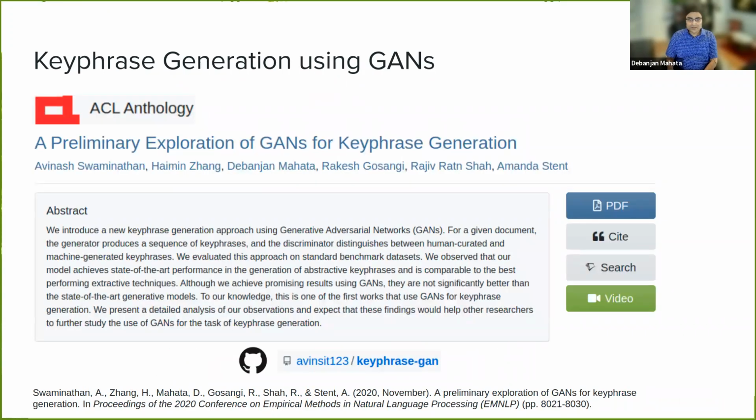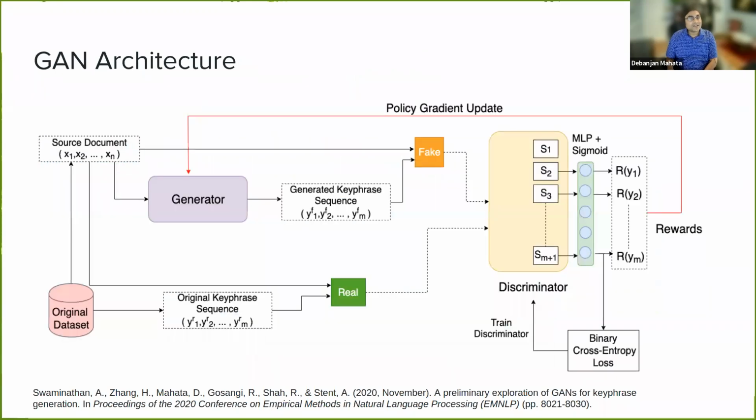We also looked at exploring GANs for key phrase generation. This is work that got published in EMNLP 2020, and it's a very interesting read. We were successful in generating very good, high quality abstractive key phrases, but we didn't get any significant advantage over identifying extractive key phrases. We explain our failures in this paper as well, and the successes. So it's an interesting read.